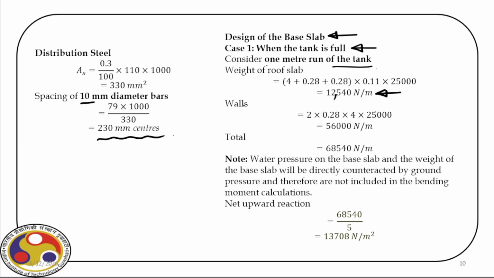12,540 Newton per meter. Then the same from the walls, which is 56,000 Newton per meter. So the total weight is 68,540 Newton per meter. Now you should note that the water pressure on the base slab and the weight of the base slab will directly counteract by the ground pressure, and therefore are not included in the bending moment calculation. So the net upward reaction we get is 13,708 Newton per millimeter square.